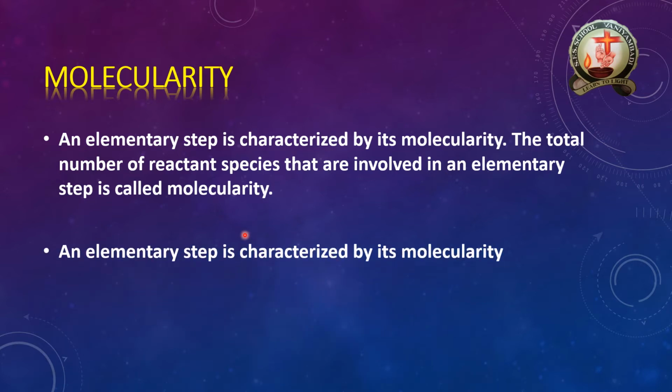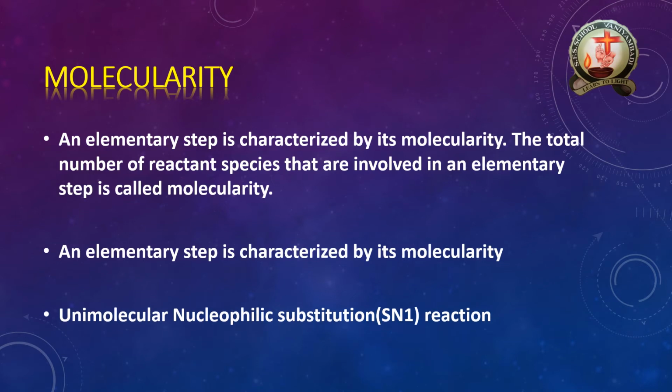Then an elementary step is characterized by its molecularity. So 10 kg to 1 kg. Then again the 2 kg. The 1 kg plus 1 kg. Like that, the elementary step will be gaining the molecules from the reactant. That sequence is said to characterize the molecularity. The unimolecular species is a very good example for the molecularity calculation.